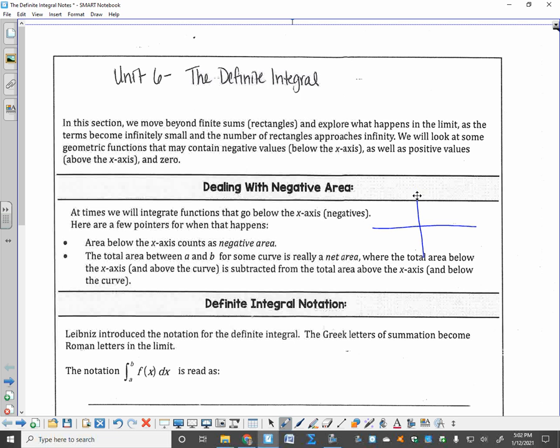If I have a graph and it does that, this is all the area above, this is all the area below. If I'm going from A to B, and I take this area capital A and this area capital B, the total area between A and B is going to be big A minus big B, because B is a negative area. That's what it means by the net area. You're not going to add A and B together, and B is not going to algebraically come out to be negative. You're going to have to remember that it's negative because it's below the x-axis.